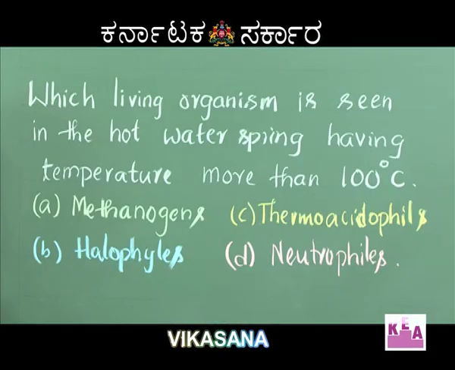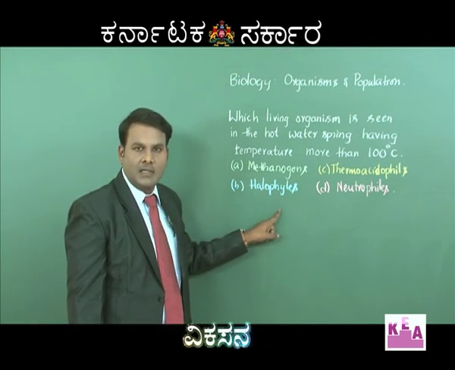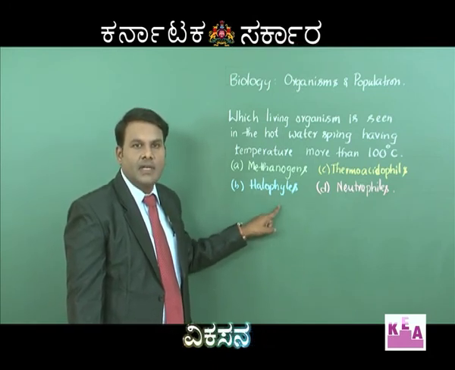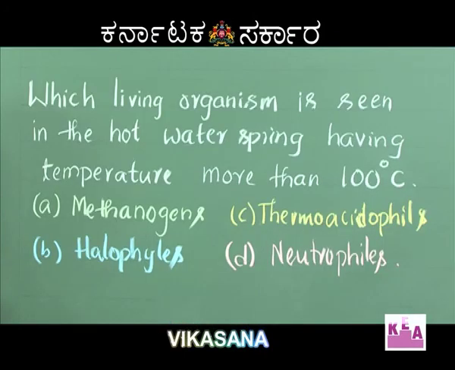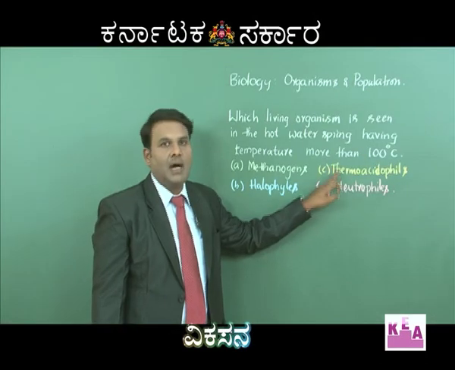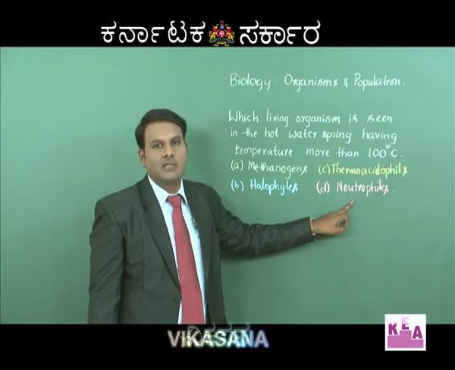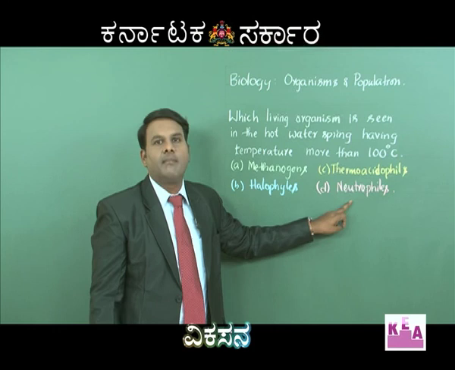The option B is halophiles. Halophiles means organisms living in very salty conditions. The option C is thermoacidophiles. As the name indicates, they are adapted for very high temperature and acidic conditions. The fourth option D is neutrophils. Neutrophils are a type of white blood cells present in the blood of mammals.